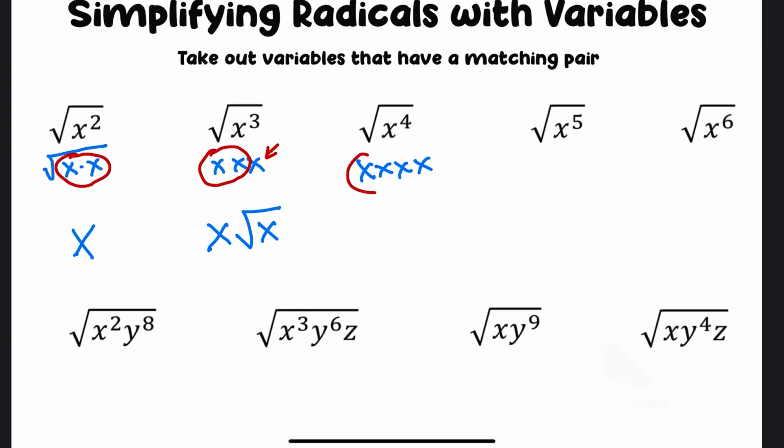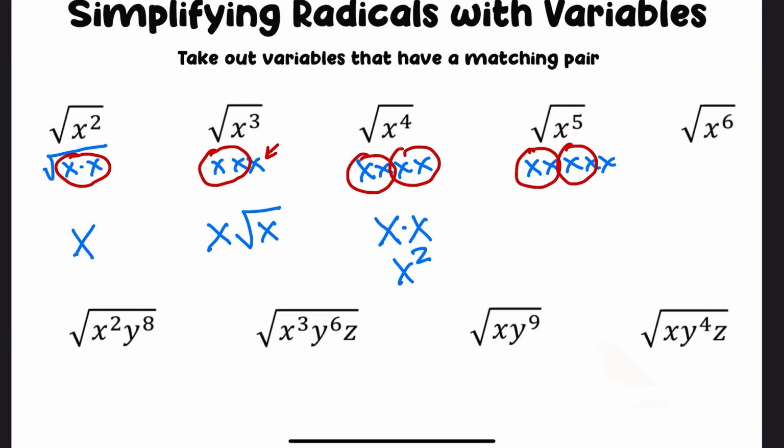I'm looking for pairs of 2, so I got 1 here and 1 here. So I'm taking out 2 x's for this one. And you know, we've already said that x squared is the same thing as x times x, so I'm just going to write it that way, make it smaller. That's what I got. So let's see, 1, 2, 3, 4, 5. I got 1, 2 sets of x's here with 1 left over. So I have x squared, like we said in that last answer. Write that again. There we go, x squared. And with 1 left over.